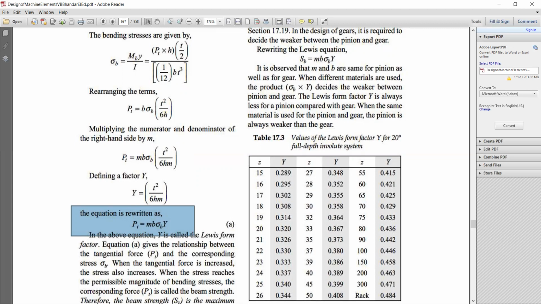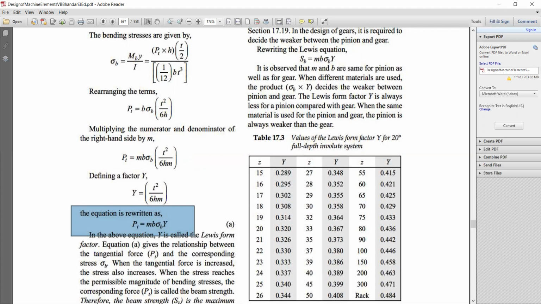Also, this kind of factor provides the strength of the material. If we have to choose between the two, when we say a pair, what is it? There is a pinion and there is a gear. So which of the pinion and gear is weaker, if you want to find that out, you need to identify it based on this Lewis form factor.